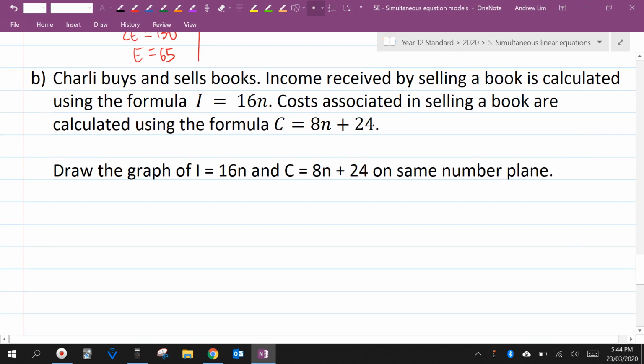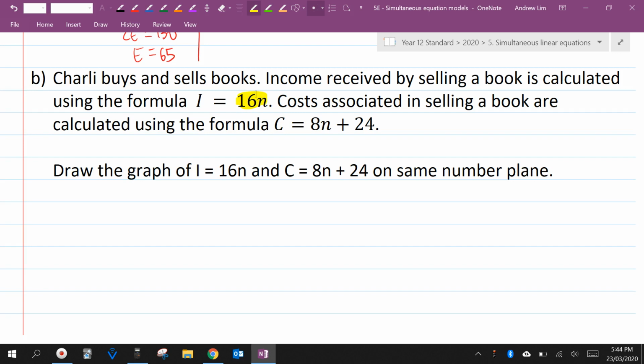Alright, question B. Charlie buys and sells books. Income received by selling a book is calculated using the formula I is equal to 16n. What that means is that she sells each book for $16. Costs associated in selling a book are calculated using the formula C is equal to 8n plus 24. Draw the graph of I equals 16n and C equals 8n plus 24 on the same number plane.